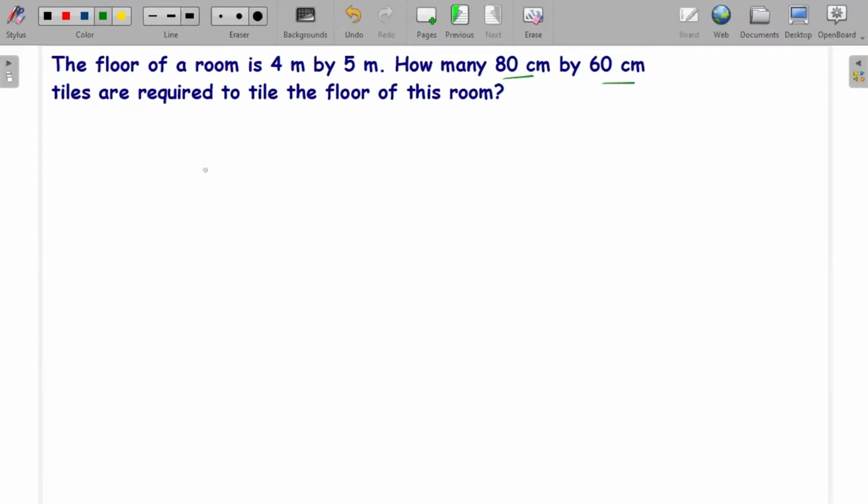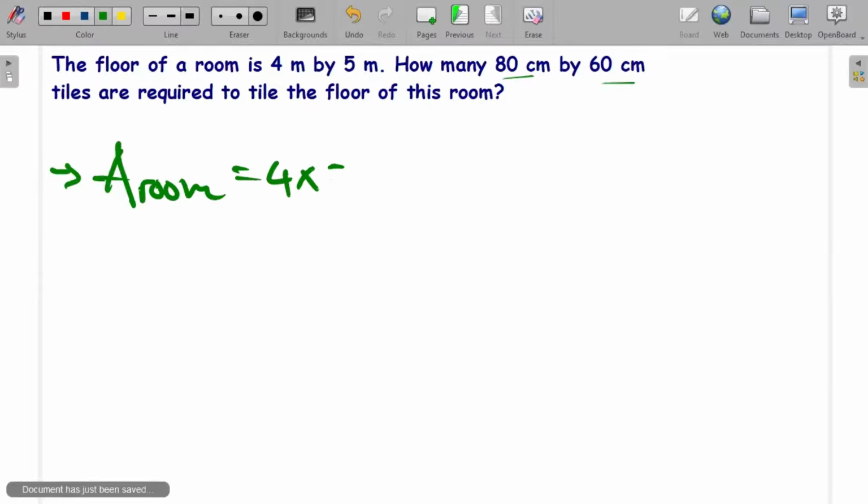So this question has just been asked in a scenario way to test whether you've really understood. We're going to say the area of the room will be equal to 4 meters multiplied by 5 meters. And this is going to give us 20 square meters.